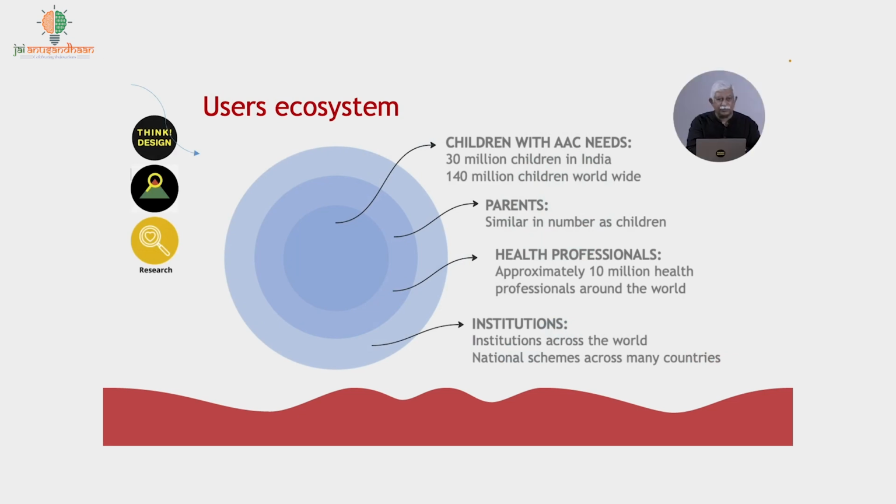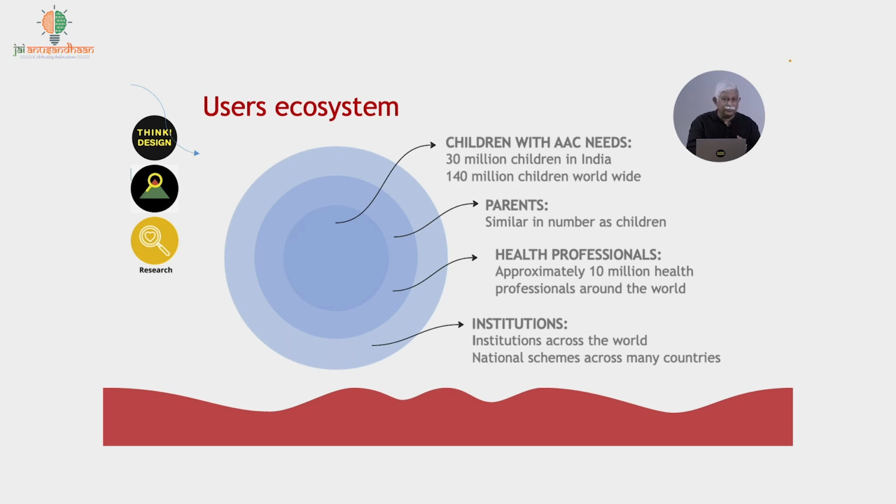Let's look at the users' ecosystem. This is again part of the secondary research. The primary users are in the center, the children with speech and hearing needs. There are 30 million children in India and about 140 million children worldwide. Parents are the next user group because they have to look after these children. They are also similar in number as children. Health professionals come into play here, the speech therapists and healthcare workers, approximately 10 million of them around the world.